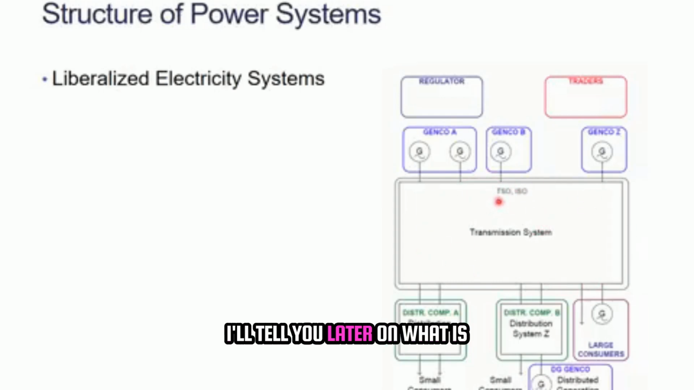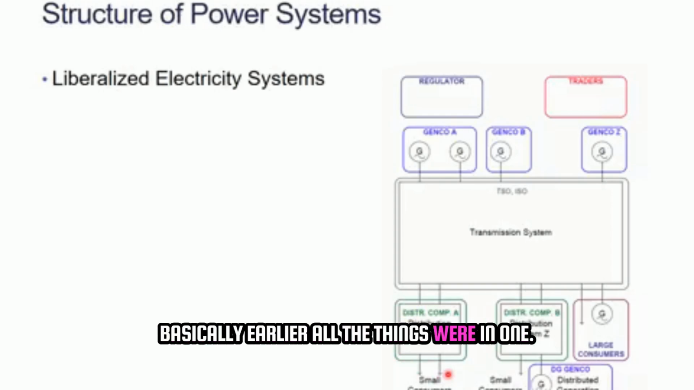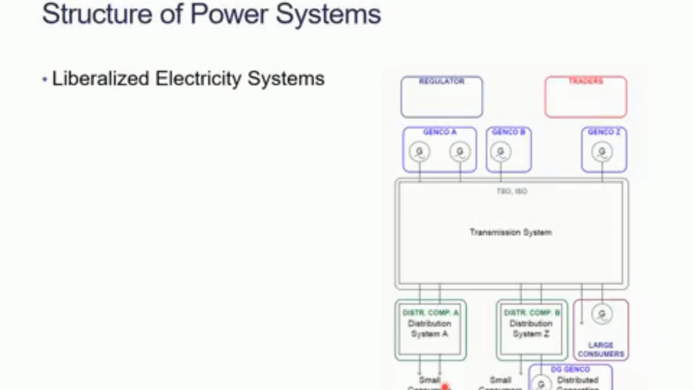I'll tell you later on what is the meaning of this TSO and ISO, how do we differentiate it. So let us see system operator. And then distribution companies are formed. Basically earlier all the things were in one, now different distribution companies came into existence, and obviously the large consumer where their distributed generation is also there, and there are small consumers also there.